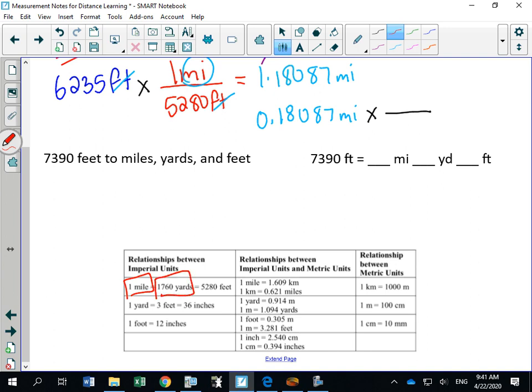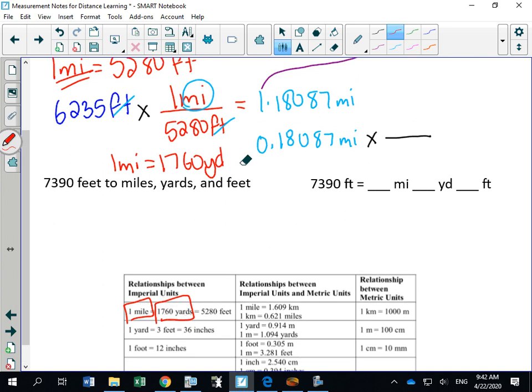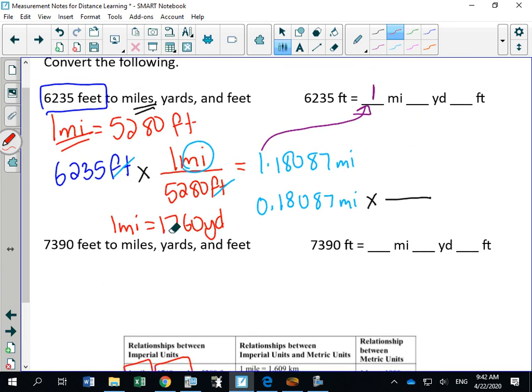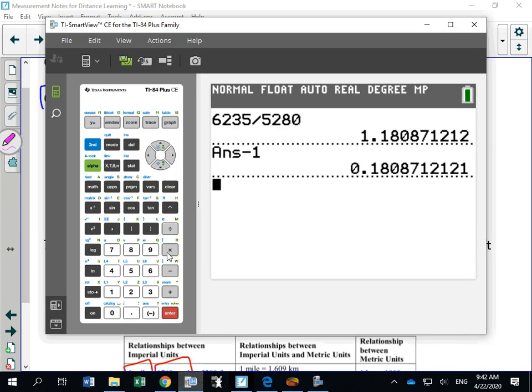And it would be this conversion here. So 1 mile is equal to 1760 yards. So that's my conversion. If I want yards now, what I want goes on top. So 1760 goes on top, and 1 mile goes on the bottom. A mile and a mile will cancel. Take that irrational decimal and multiply it by 1760, and we'll get the second part of our answer.